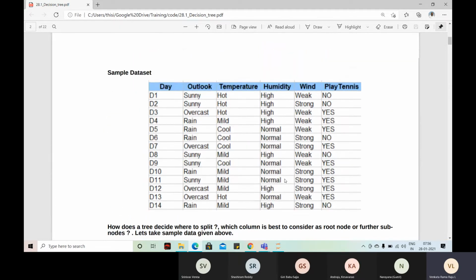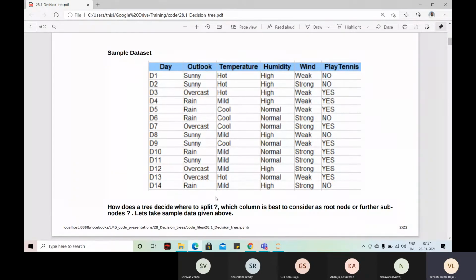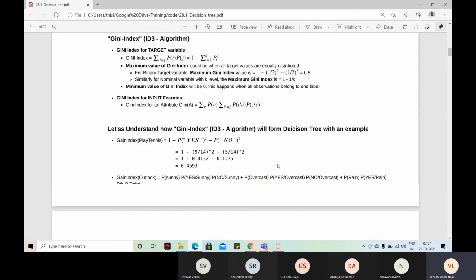This is the data, and it is about whether people are playing tennis or not. When it is sunny, hot, high, weak, where wind is weak, people are not playing. Temperature is hot and humidity is high, people are not playing. Sunny, hot, high, strong, no, like that. When a new day comes in with some outlook, temperature, humidity and wind, we need to predict whether people are going to play or not. That's the problem. So let us look at how the split happened here.